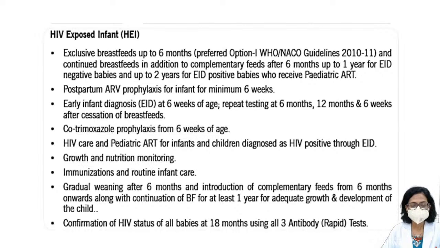Confirmation of HIV status of all babies at 18 months using all 3 antibody rapid tests. We have to wait till 18 months to confirm with the serology based test because antibodies from the mother are passively transferred to the baby, which may remain in the baby's system for at least 18 months. So to confirm the status, we have to wait for 18 months if we want to do the serology based test. But early infant diagnosis is PCR based, so it can be diagnosed at any time, like 6 weeks, 6 months, 12 months, and 6 weeks after stopping breastfeeding. And if at any time it comes positive, then pediatric ART is started.